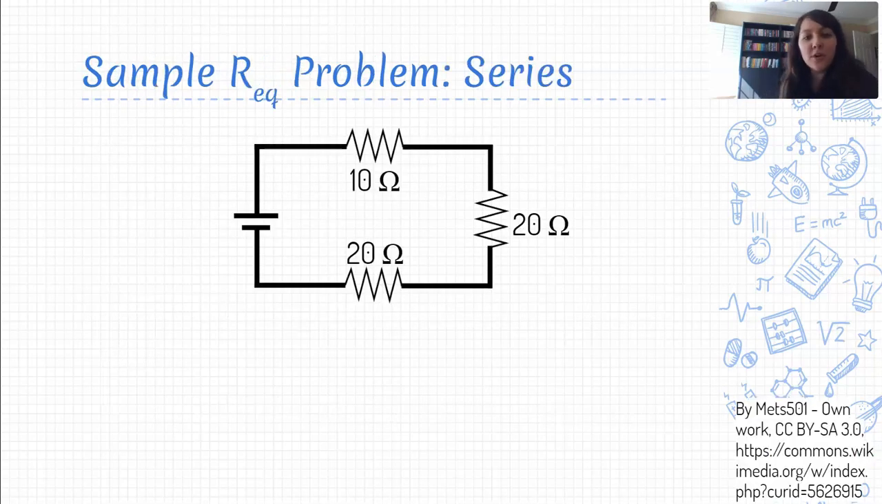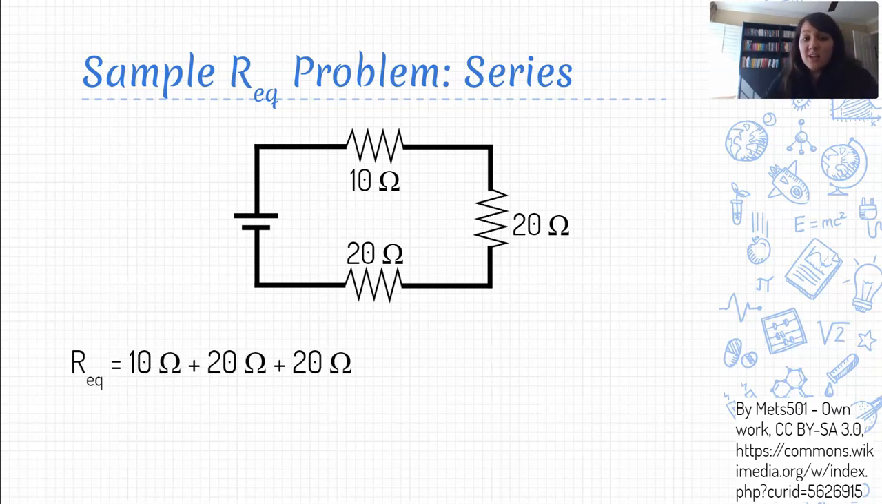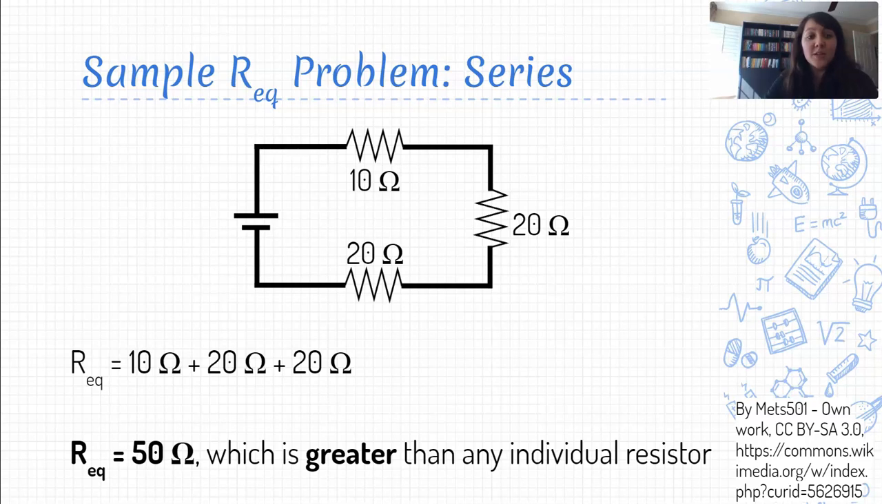Okay, so for a little example problem, we've got 3 resistors in series in this diagram here. One of those resistors has a resistance of 10 ohms, and the other 2 are 20 ohms apiece. What is the equivalent resistance of that circuit? So since these are all in series, all I have to do is just add together those 3 resistance values. So 10 plus 20 plus 20 gives me a grand total equivalent resistance of 50 ohms.